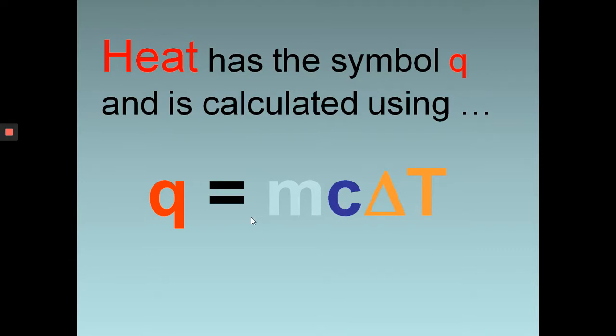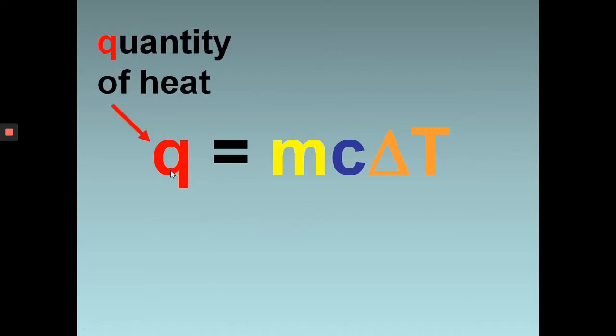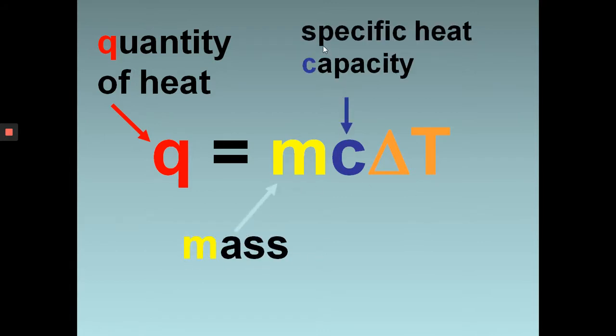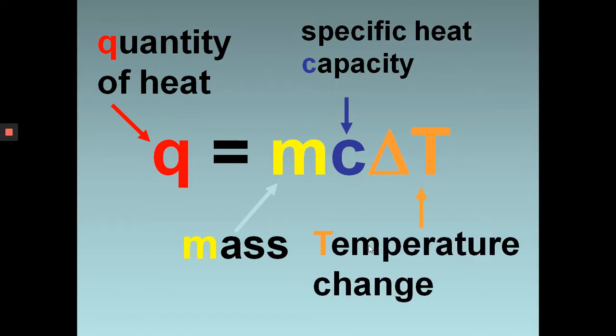Okay, easy to memorize. So q is for the quantity of heat energy, m is for the mass, c is for the specific heat capacity, and T is for the temperature. Now, this triangle is called delta, and delta basically means the change. Change of temperature means you will have to subtract the initial temperature from the final temperature. Ending temperature minus beginning temperature, and you look for the difference. That's called delta T.